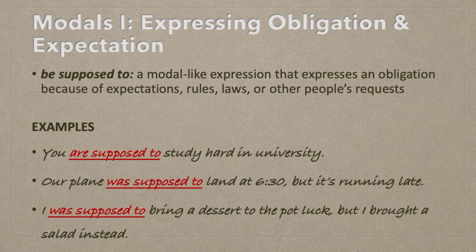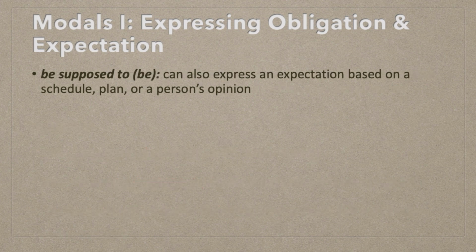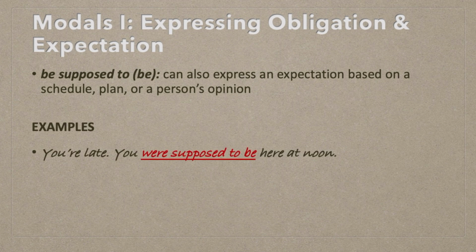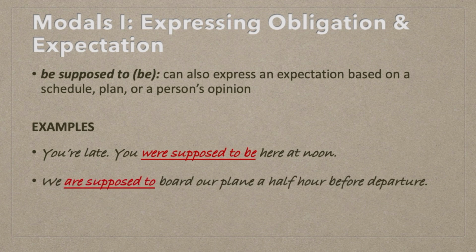Okay, let's get back to grammar and look at be supposed to or be supposed to be, which sounds pretty weird to say outside of a sentence. It means that we're talking about an expectation based on a schedule, plan, or someone's opinion about something. Here's an example. You're late. You were supposed to be here at noon. You know that were is past tense be, so we have be plus supposed to plus another be. You were supposed to be. An example without that last be, we're supposed to board our plane a half hour before departure.